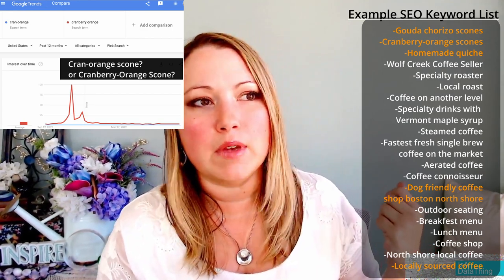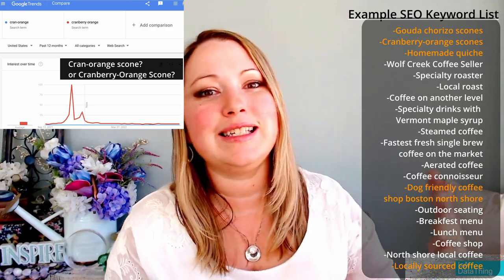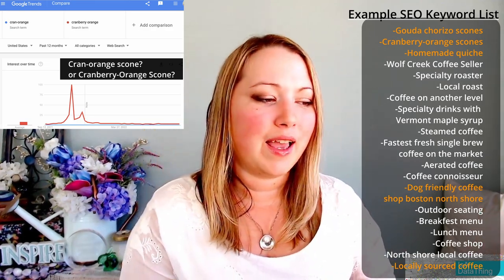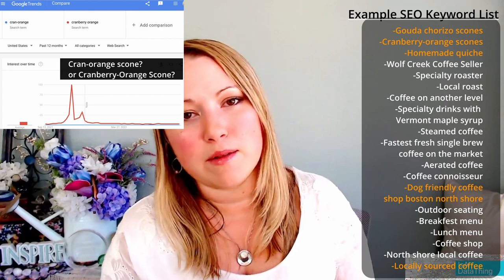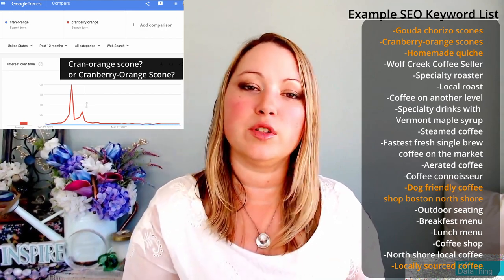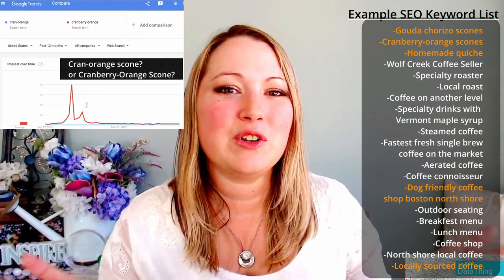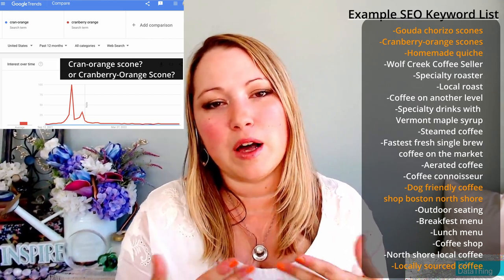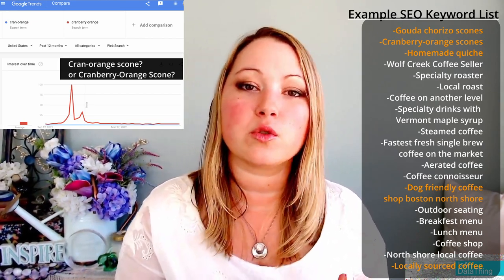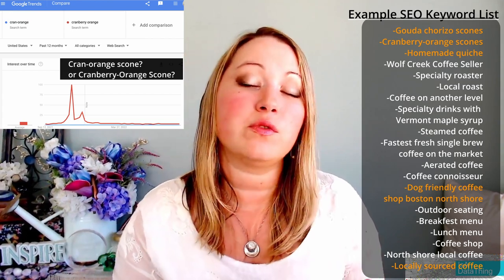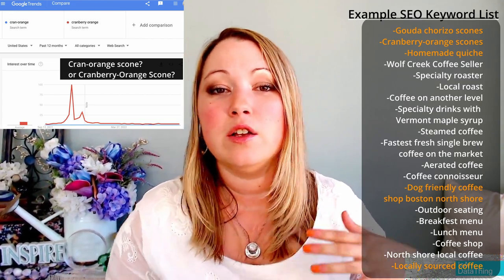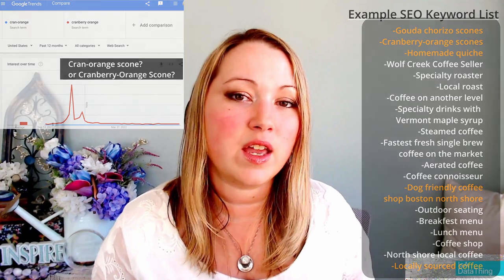So maybe farm to table is going down. Maybe handmade is going down in popularity. Maybe people are using a different word for that. Go to your thesaurus and look up other words that mean similar things, or do Google searches and find other terms that you might be able to use. Plug them into Google Trends to see if they are more popular.